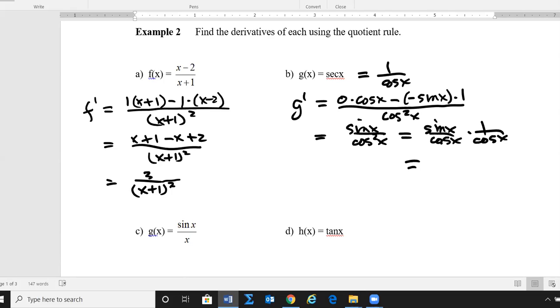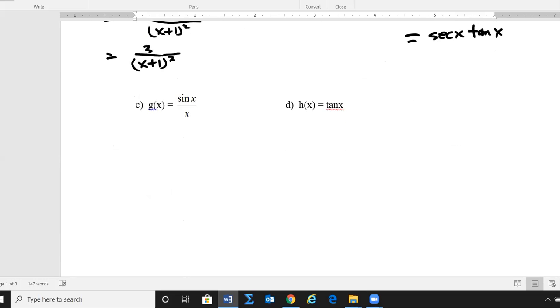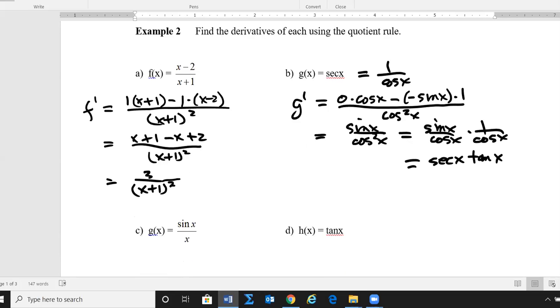And typically, this will be written as the secant tangent. And that's pretty much how most students remember. The derivative of the secant function is the secant tangent. Okay, interesting result. So let's continue with the next one.